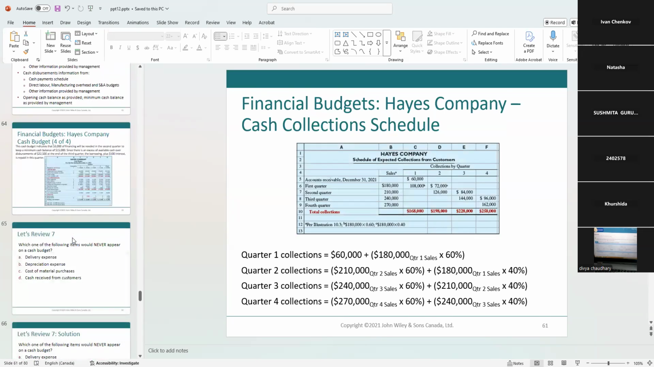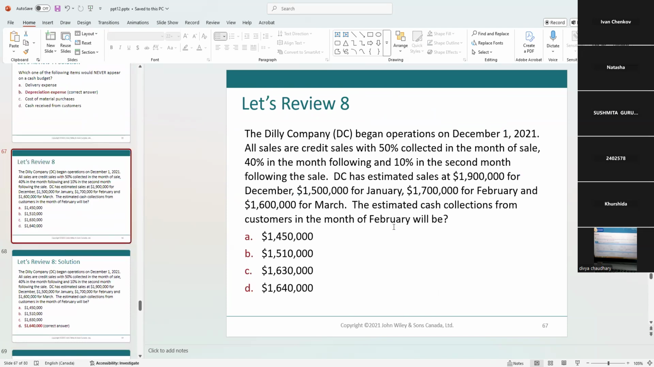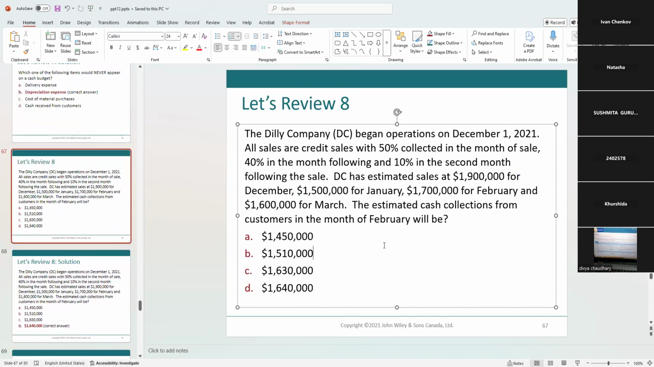In other words, you have to show me that you can do this question. And in this question, you have to estimate the cash collection from customers for the month of February. What's my collection? 50% is collected in the month of sale, 40% in the following month, and 10% in the second following month.